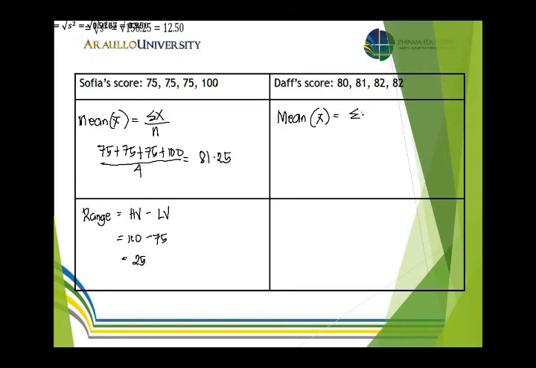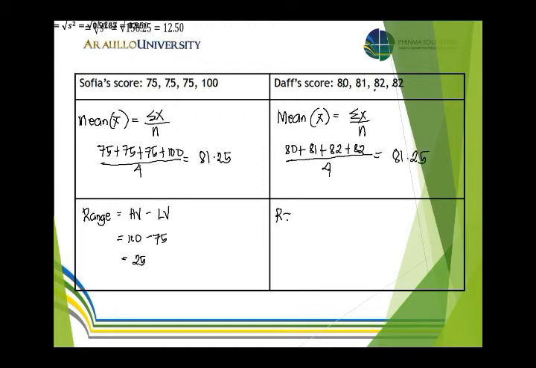And then we have summation of x over n. So we have 80 plus 81 plus 82 plus 82, and then divided by 4. So we have a mean of 81.25 also.